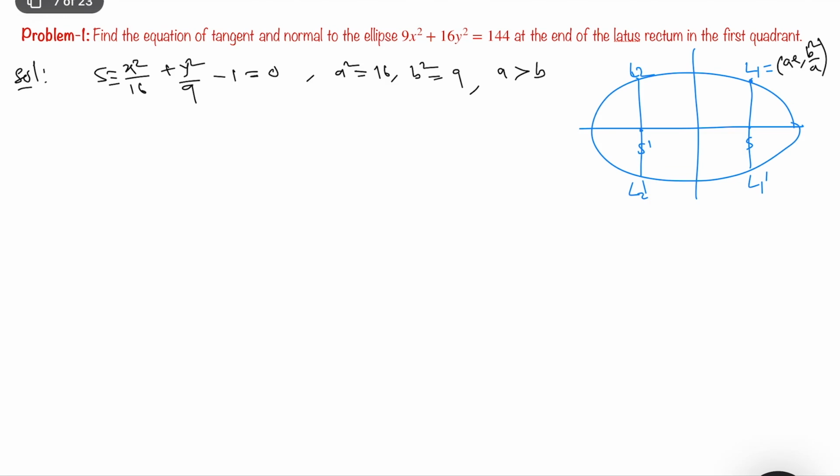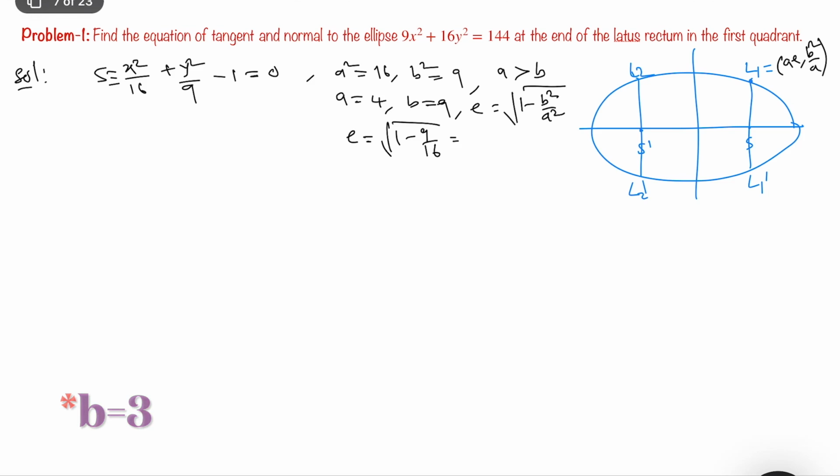Here we already know A and B. A will be 4, B will be 3. So we can find the eccentricity E. In the A greater than B case, the eccentricity formula is E equal to under root 1 minus B square by A square. It's going to be under root 1 minus 9 by 16, which is root 7 by 4. This is the eccentricity.